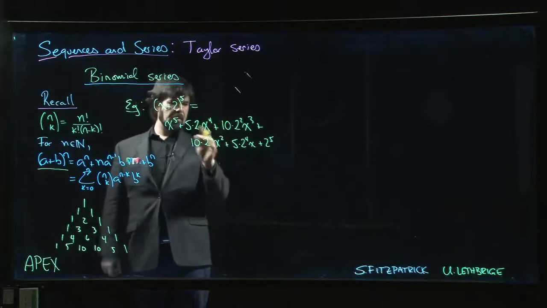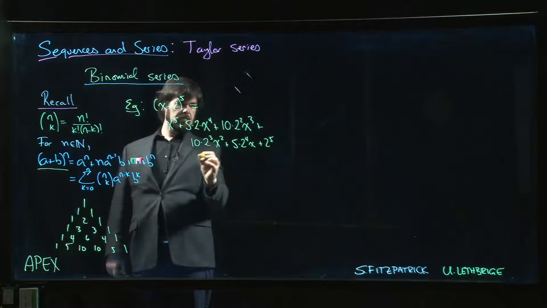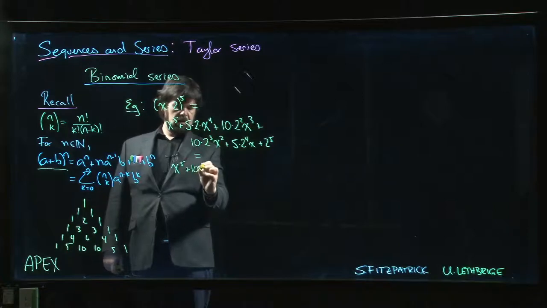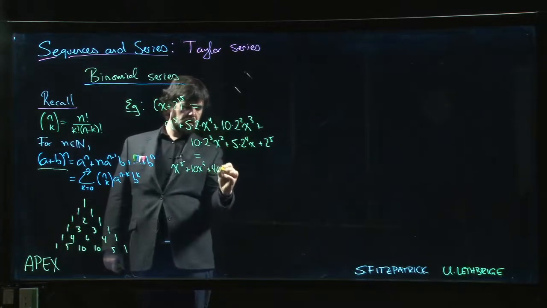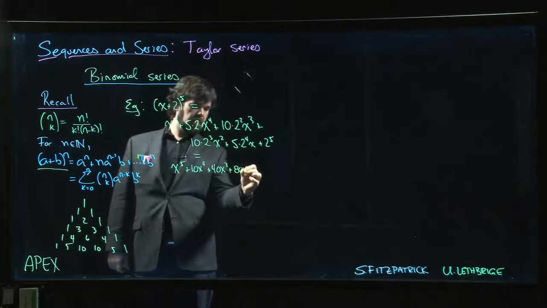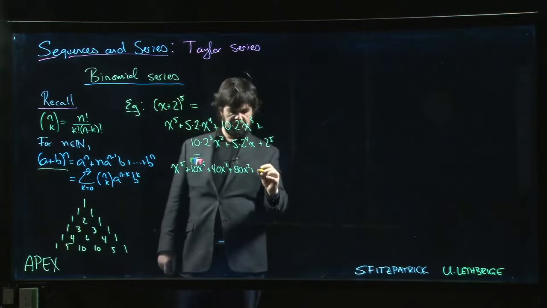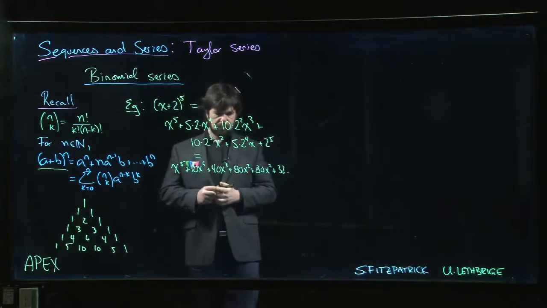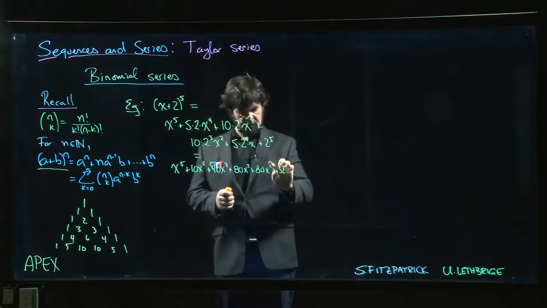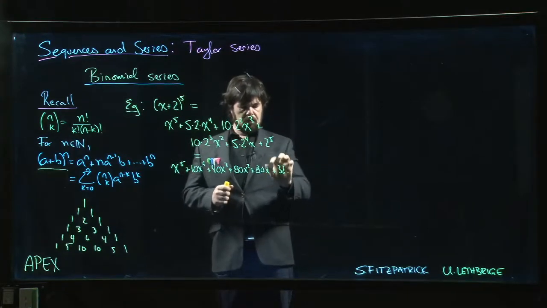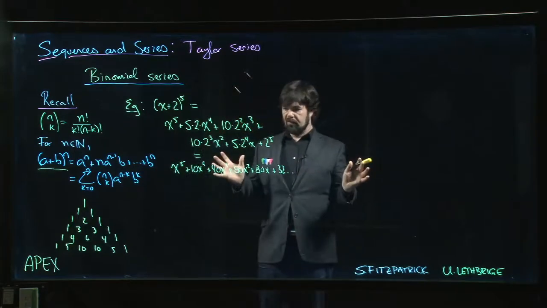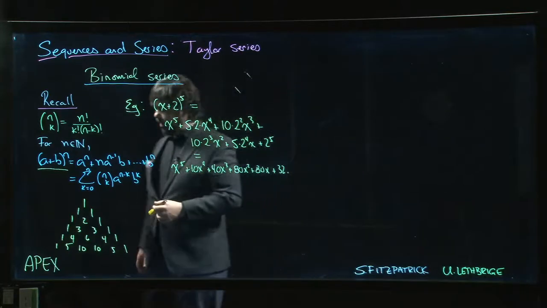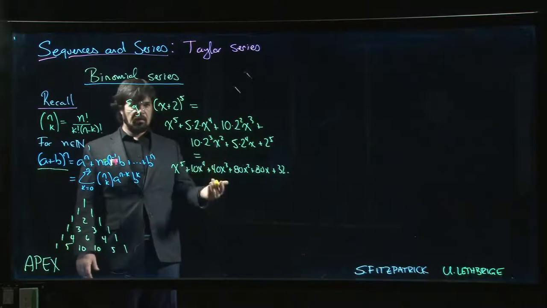We could clean this up. If we want to actually get everything done, that's x to the 5th, 10x to the 4, 40x cubed, 80x squared. 5 times 16 is also 80, and then 32. Sorry, this is x, just 80x. Okay, so that's all well and good. We can do this. It's pretty straightforward. We've been doing it since Calc 1 and possibly before then. Comes in handy.